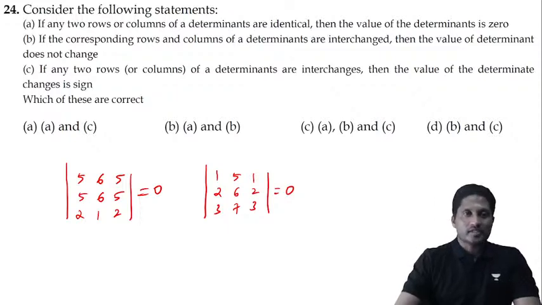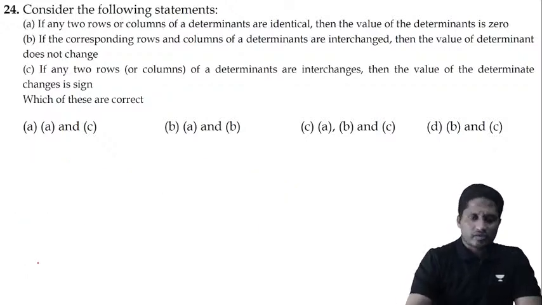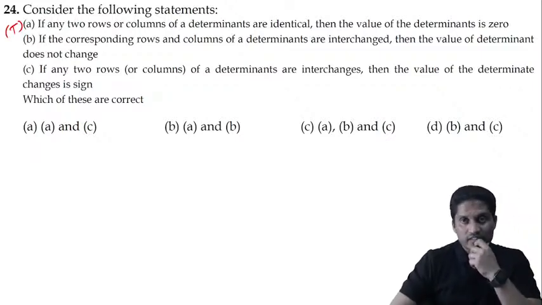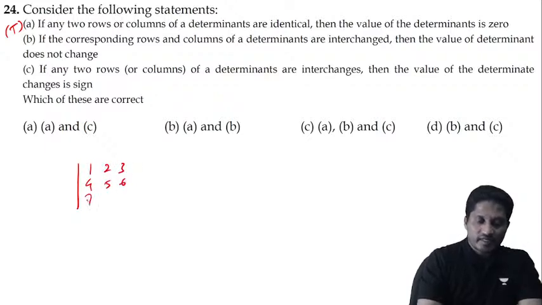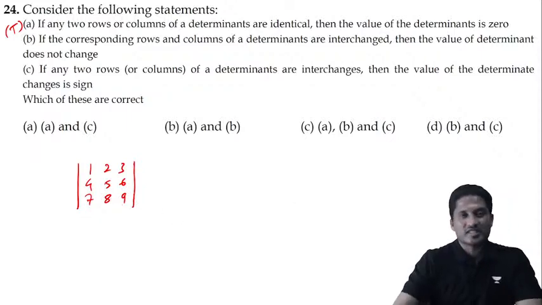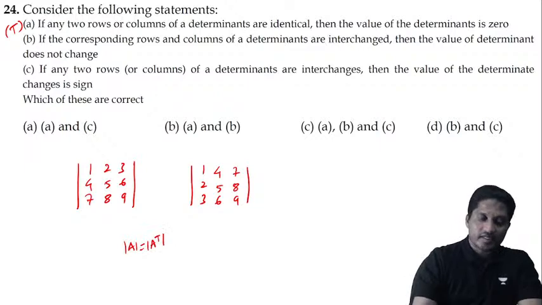Let me check the other options. Option B: if the corresponding rows and columns of a determinant are interchanged, then the value of the determinant does not change. Meaning, suppose you have a determinant 1, 2, 3, 4, 5, 6, 7, 8, 9. If I interchange the rows and columns, that is, if I take the reflection property, the first row becomes the first column, the second row becomes the second column, and the third row becomes the third column, it is the same. That is, determinant A is the same as determinant A transpose, isn't it? Even the second option is true.